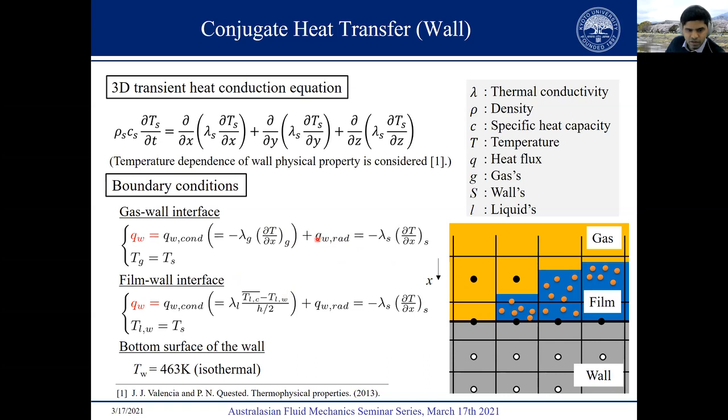And the heat flux balance equation at the gas wall interface must be solved implicitly under the constraint that the gas phase temperature and the wall temperature at the gas wall interface are equal. And you do the similar exercise for the film wall interface. This way we can calculate the interface temperatures for both the gas wall and the film wall interfaces.